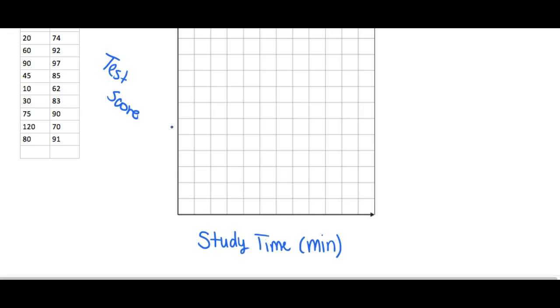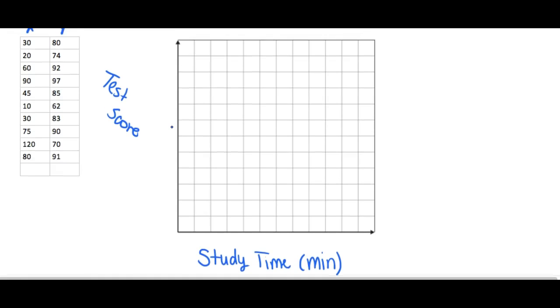Our graph will also need a title, but I'm going to do that last, in the interest of time, because we're more interested in the graph part. So in our x-axis for the study time, it's from 10 minutes all the way up to 120 minutes. That's quite a big span. I'm going to count by tens just because it's going to be easier. 30, 40, 50, 60, 70, 80, 90, 100, 110, 120. Whew, it all fit.